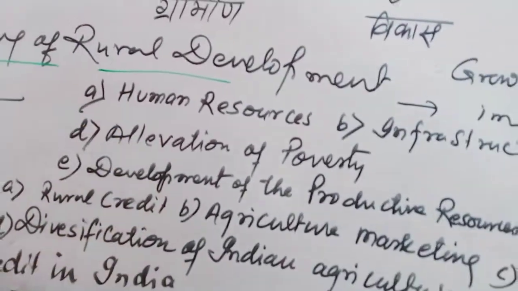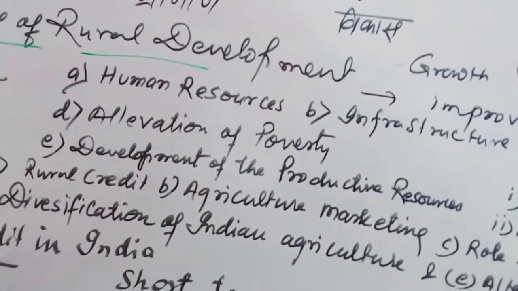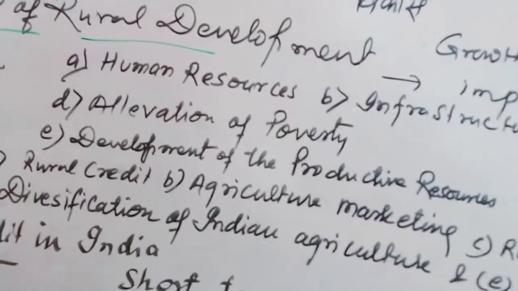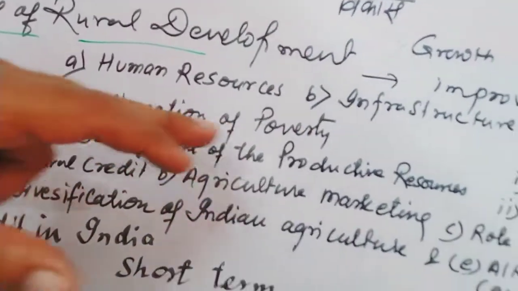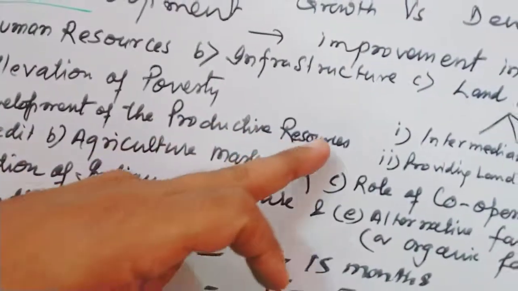So their purchasing power is also less, their self-esteem is also less, self-respect is also less. So in every sense it is a negative only. So, alleviation of poverty. The fifth one is the development of the productive resources.